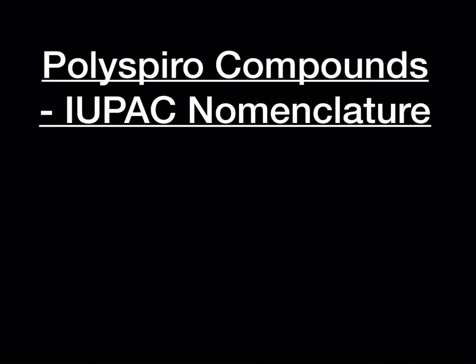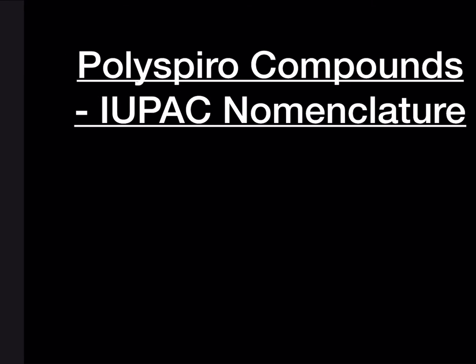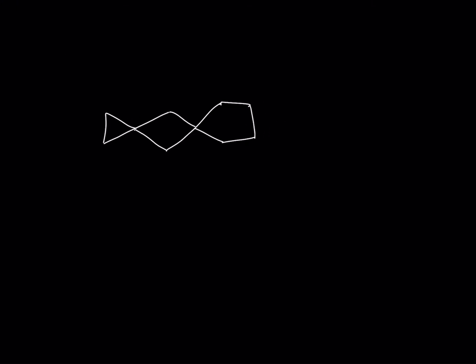In this video, we are going to talk about the IUPAC nomenclature of polyspiro compounds. In a previous video, we spoke about the IUPAC nomenclature of monospiro compounds, but how to arrive at an IUPAC name if a molecule has multiple spiro centers. What I mean is, let us say you have a compound like this.